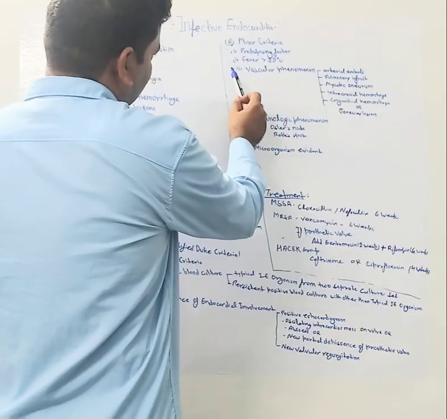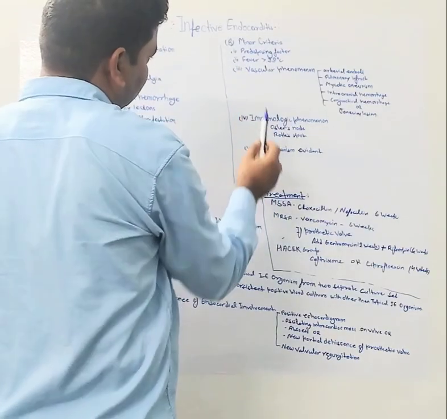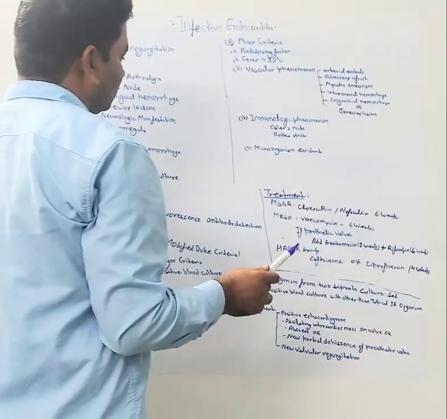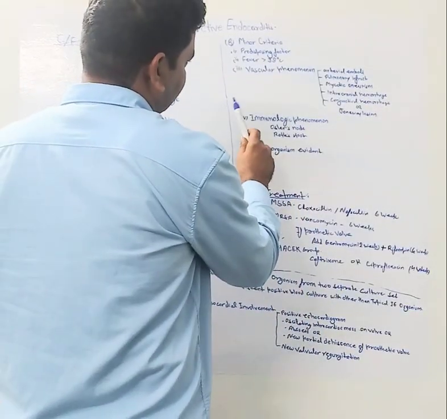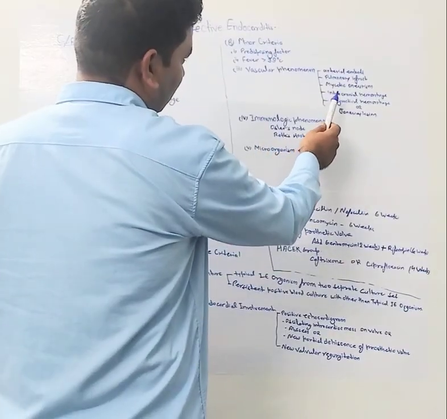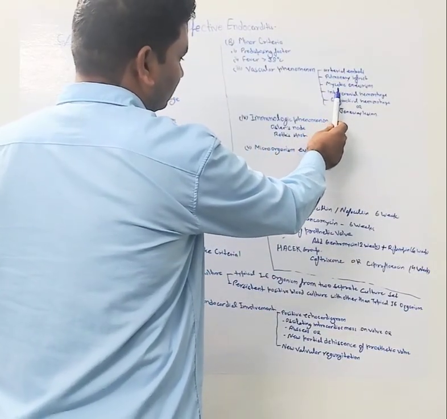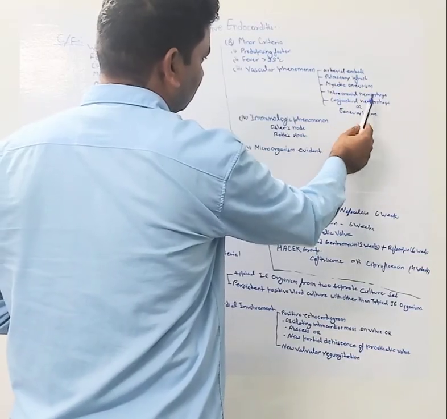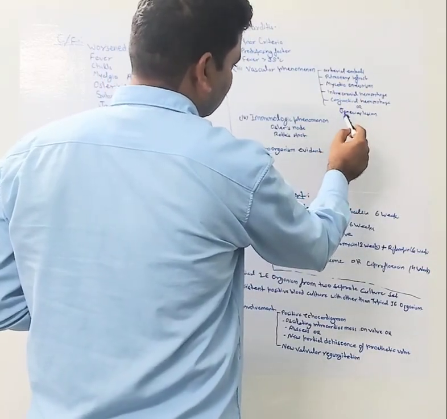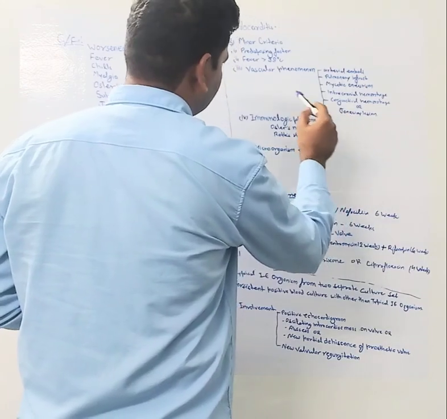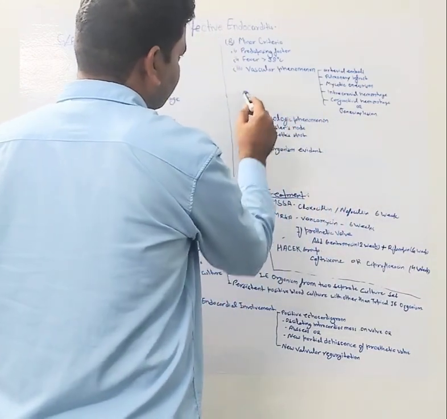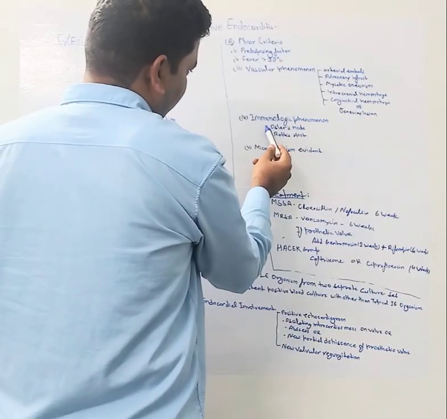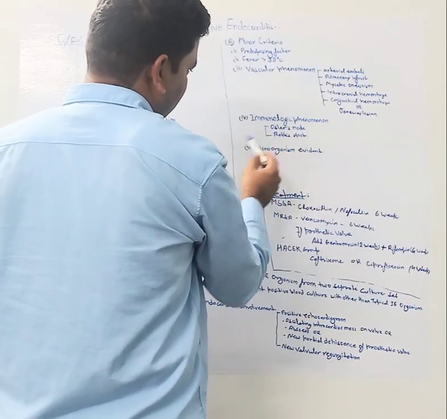fever. Second criterion is fever more than 38 degrees centigrade or 104 Fahrenheit. Vascular phenomena can be seen like arterial emboli, pulmonary infarct, mycotic aneurysm or intracranial hemorrhage. Conjunctival hemorrhage, also called Janeway lesion, can also be seen in vascular involvement. Immunological phenomena can be either in the form of Osler node or Roth's spot.